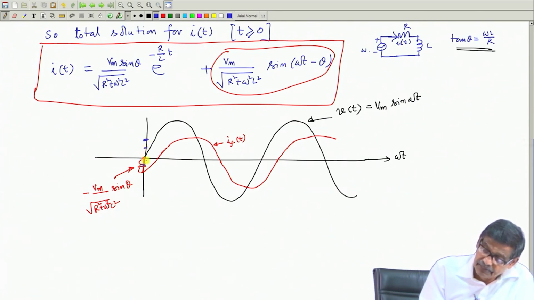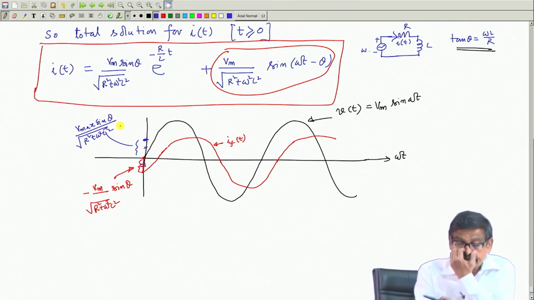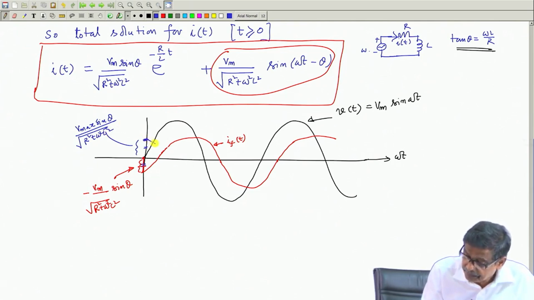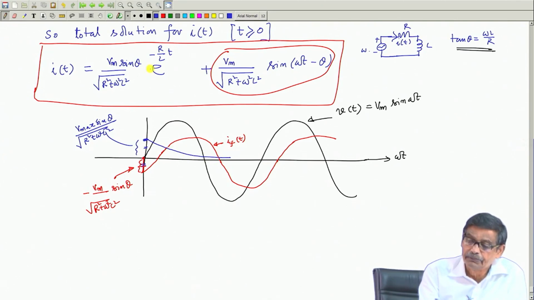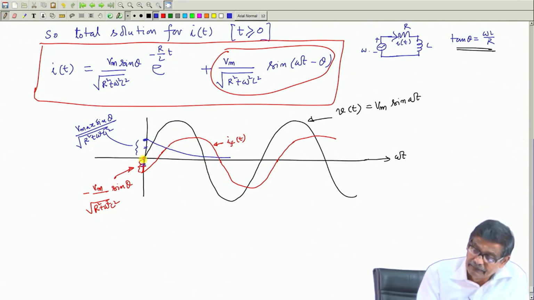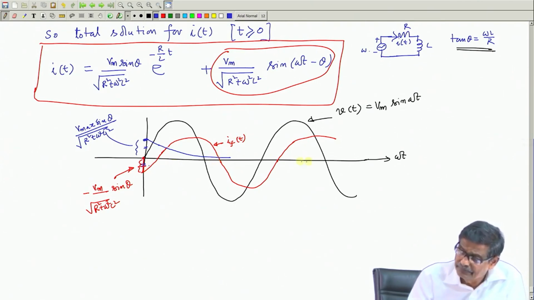these two lengths are same, and this one is at t equal to 0 V max sin theta by root over r square plus omega square L square, and then it is exponentially decaying, e to the power minus r by L, and the sum of this curve plus this curve will give you the total current. Therefore, initially this sine wave, after some time, of course, it will be only this part present.